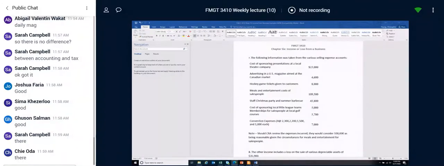Okay, so 4,000 deductible for tax, 8,000 was deducted by accounting, so there's a 4,000 difference. You're going to have a 4,000 add back pursuant to 67.1, bracket 1, bracket A. If you look at the next line, meals and entertainment costs of salespeople, we say it's 109.5. Now, if you go to the bottom of 7, it says, note, should CRA review the expenses incurred, they would consider 100,000 as being reasonable given the circumstances for meals and entertainment for salespeople.